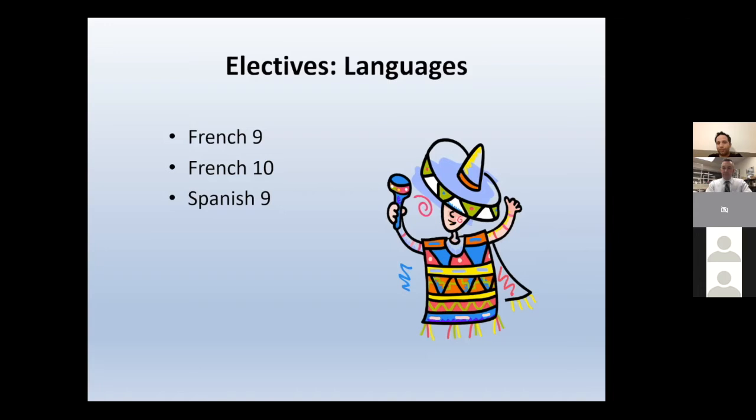And these are the languages we offer at Delta Secondary. We have French and Spanish at the grade 9 level. The reason we have French 10 in here is we do have some students who might have done French immersion or are well ahead, and those are conversations they would have with their French teachers and their counselor, which course is most appropriate.